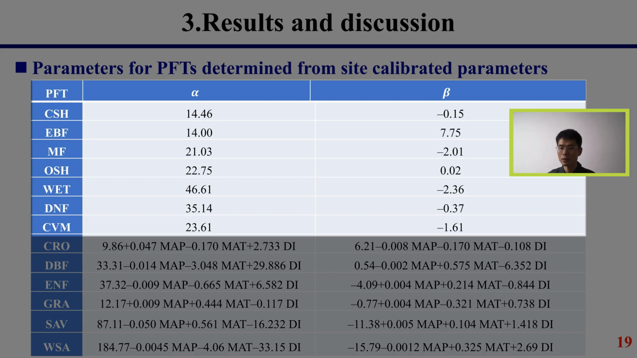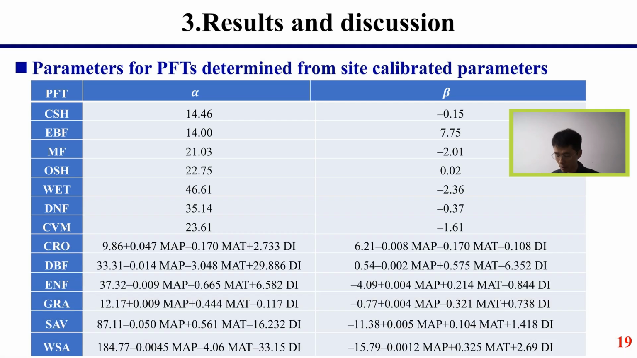There is also one thing to note. Here, beta is the intercept describing the relationship between GPP and SIF. Because we know that when SIF is 0, GPP should also be 0, to avoid negative photosynthesis rates, if beta is negative, we force it to be 0. So this is one note.